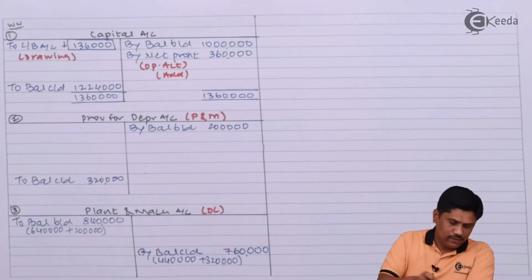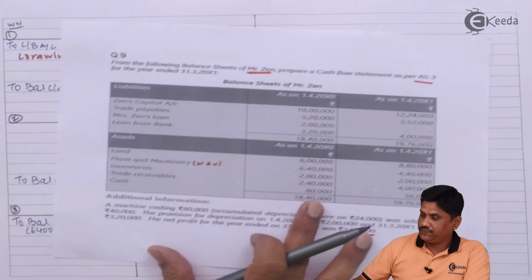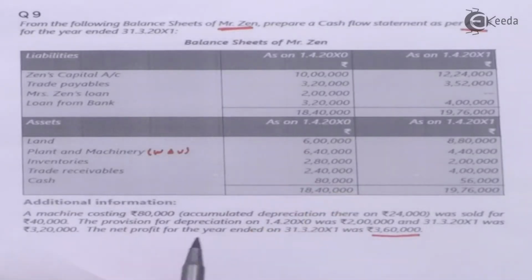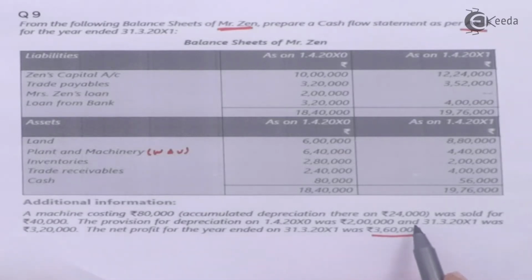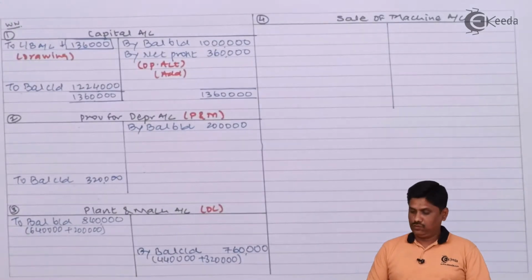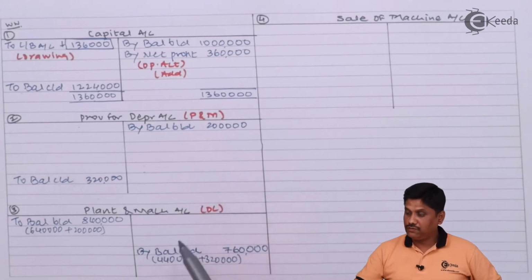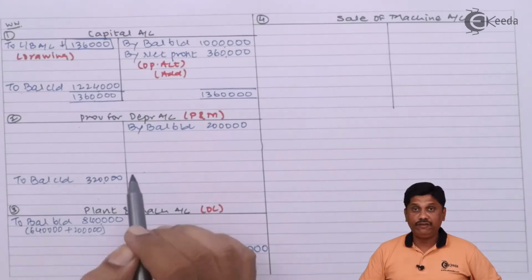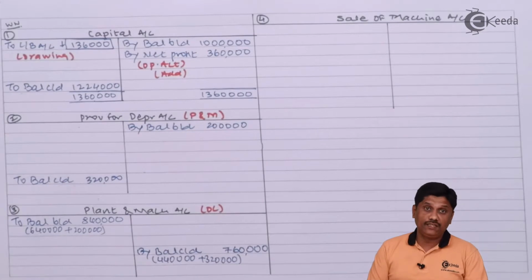Okay. Now let's read the information. They mentioned machine costing 80,000, accumulated depreciation thereon being 24,000, was sold for rupees 40,000. Slowly. What was the original cost? 80,000. How much depreciation had been provided on this so far? 24,000. So here we will open one more account: sale of machine account. Whenever an asset is sold, its original cost goes to the sale of machine account from here. PFD also goes there. And then only we will sell the asset.